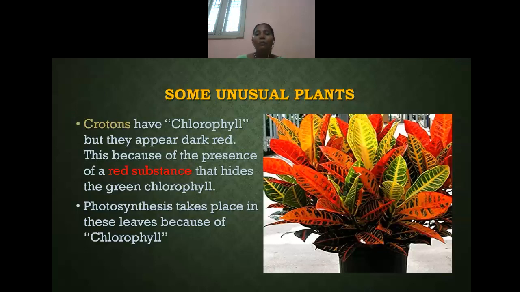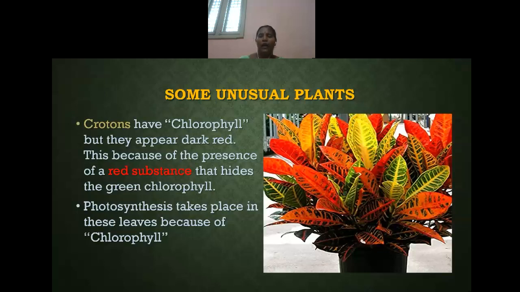So these two pigments are there. If the plant has the red pigment xanthoerythrin, the leaf looks red. If the plant has the yellow pigment xanthocyanin, it looks yellow. This is the reason some plants look in different colors.